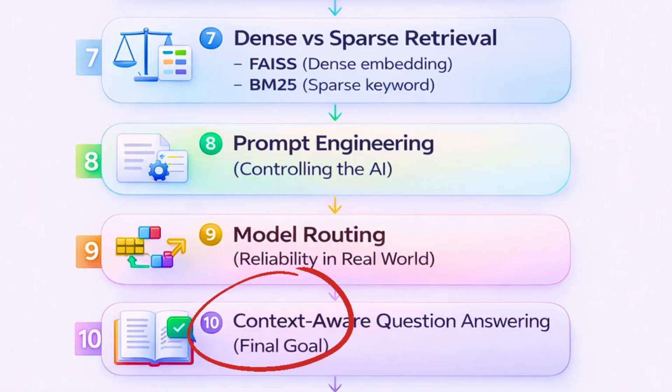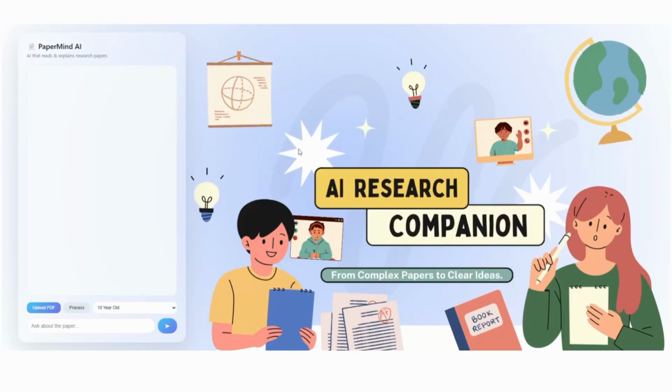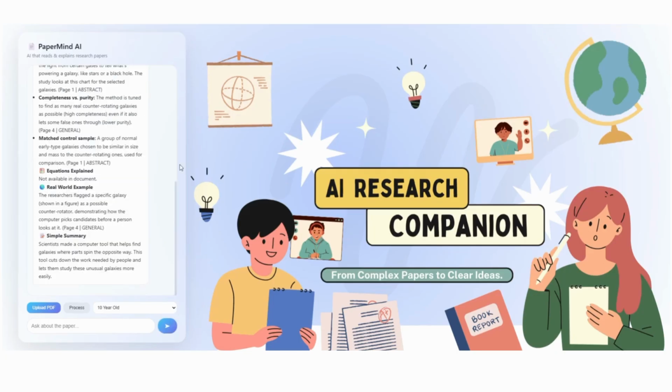Now, let's focus on context aware question answering. Finally, everything comes together. A user uploads a research paper and asks, explain the main idea simply. Your system retrieves the relevant chunks, builds a structured prompt, and generates an answer grounded in the document. It even cites page numbers and formats the response. This is context aware question answering. Instead of generic answers, users get precise explanations based on their document.